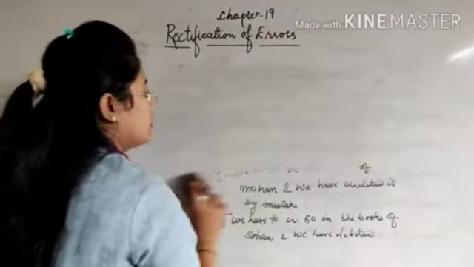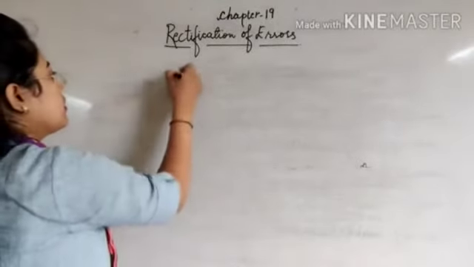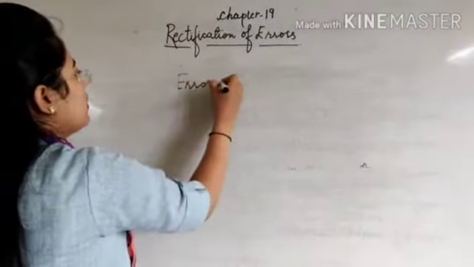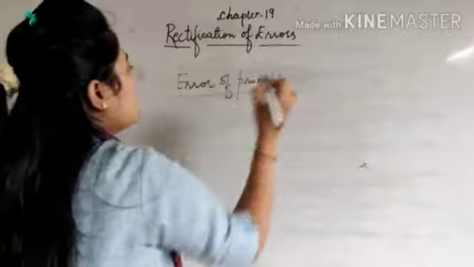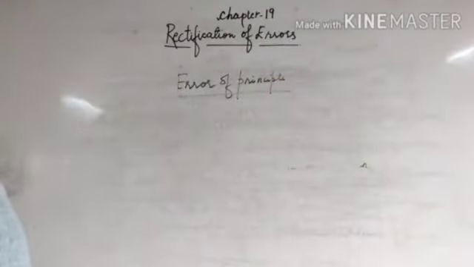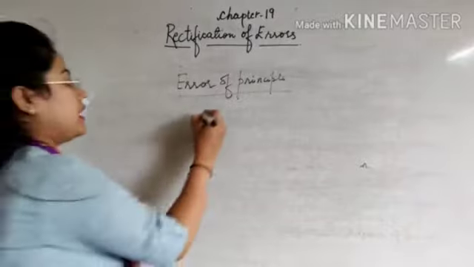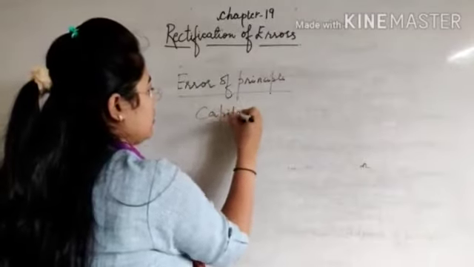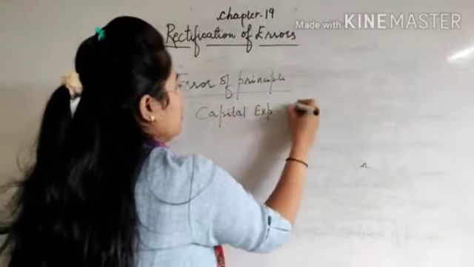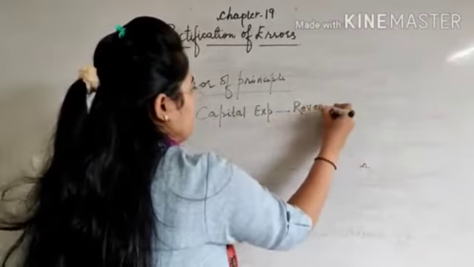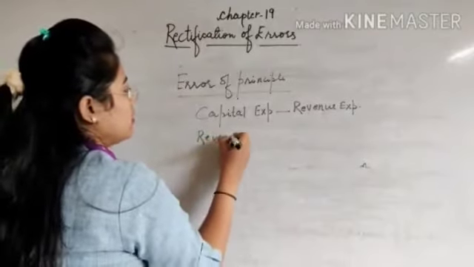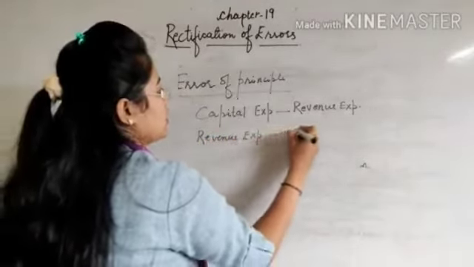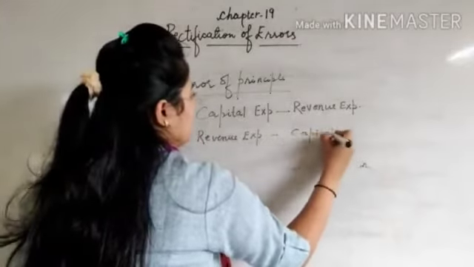Next, error of principle. Error of principle says that an accounting principle is not followed in the books or entry. Suppose capital expenditure is taken as revenue expenditure, or vice versa, revenue expenditure is taken as capital expenditure.